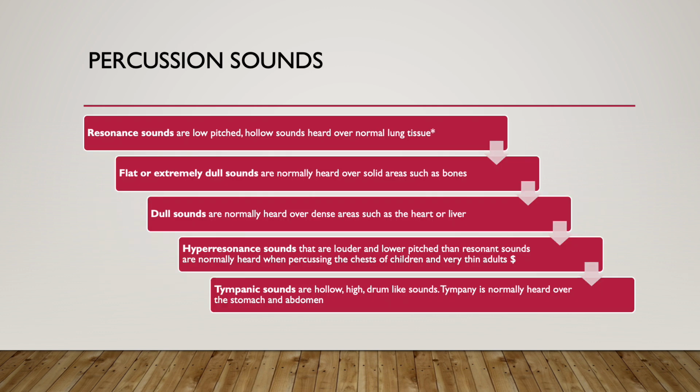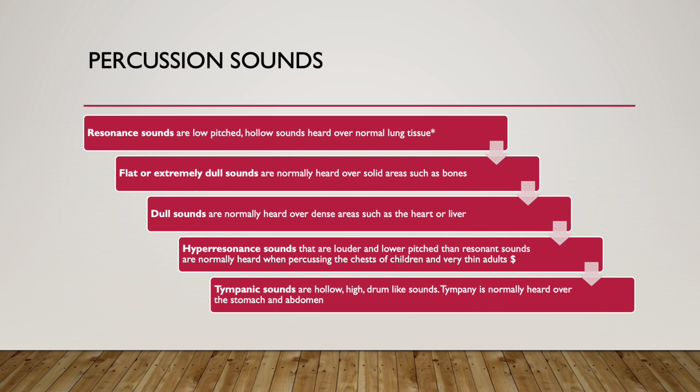So let's review the percussion sounds. You will detect resonant sounds, which are low-pitched, hollow sounds over normal lung tissue. Keep in mind that dullness will replace resonance when fluid or solid tissue replaces the air-containing lung tissues, which occurs in conditions such as pneumonia, pleural effusions, or tumors. You'll detect flat or extremely dull sounds over areas such as bones.